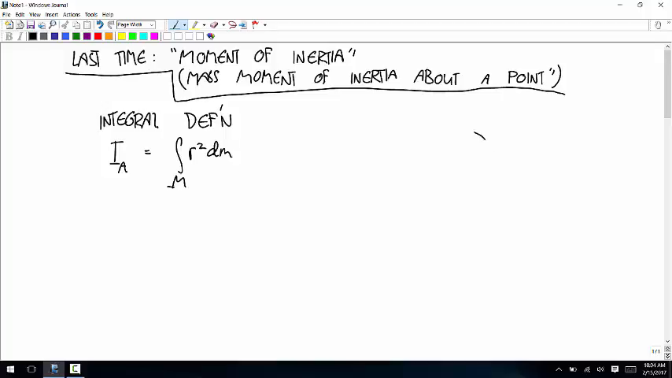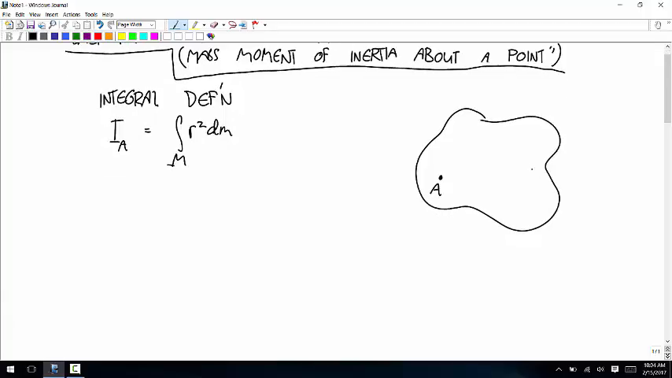Okay, so if this is the body, and you've chosen this as the about point A, then each little infinitesimal piece of mass has a mass of dm, and it's a distance of r from that about point. And if you add up, for each one of these infinitesimal pieces, r squared times the mass of that piece, for every piece, you get the mass moment of inertia.